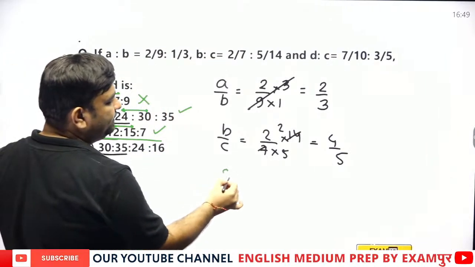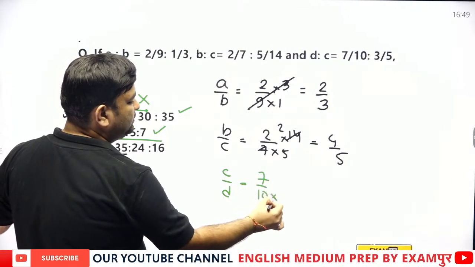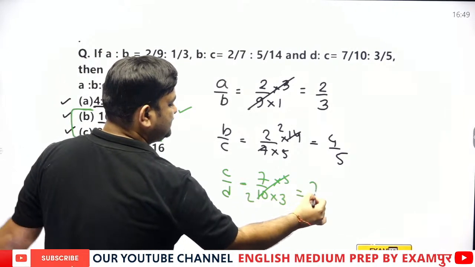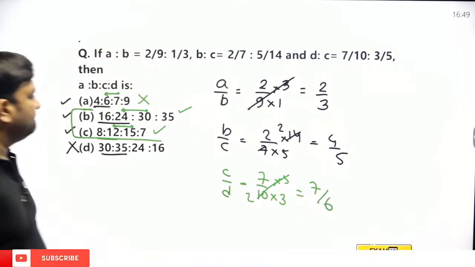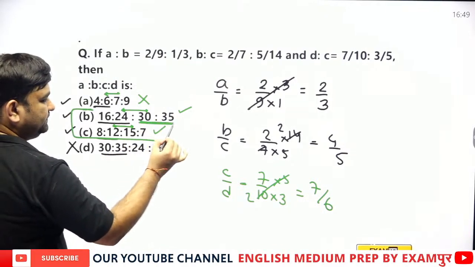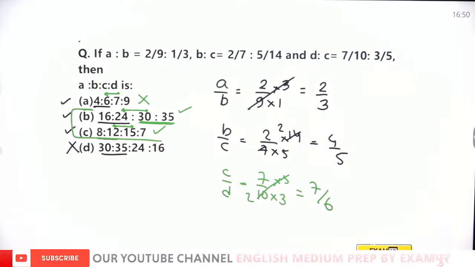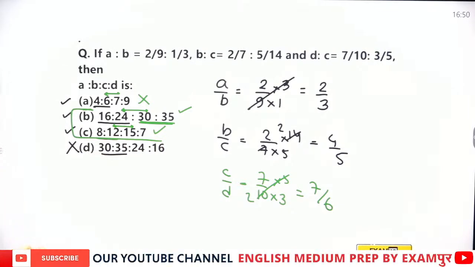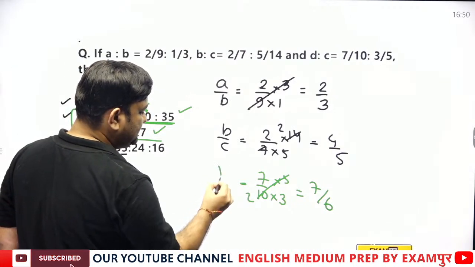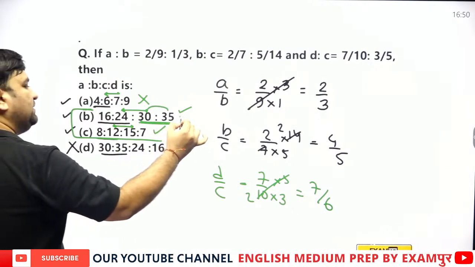C by D. 7/10, 3/5, 7/6. Is it 7/6 here? Sorry, D by C. Now this is D by C. So D by C is 7/6. Yes.